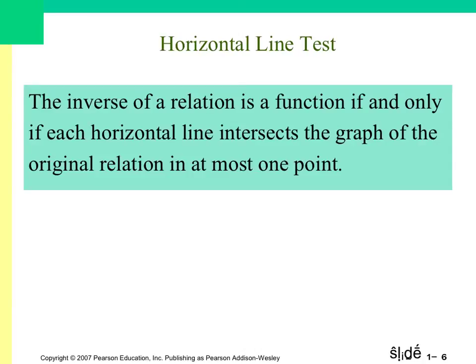Okay. The inverse of a relation is a function if and only if each horizontal line intersects the graph of the original relation in at most one point. So remember the vertical line test, where if we had a graph something like this, you would do this, and it was a function because it only intersected once. Now this is saying horizontal. So if that's the original function, for the inverse of that, you go like this. See how this one hit twice? That means it's not a function. So the inverse of this would not be a function.